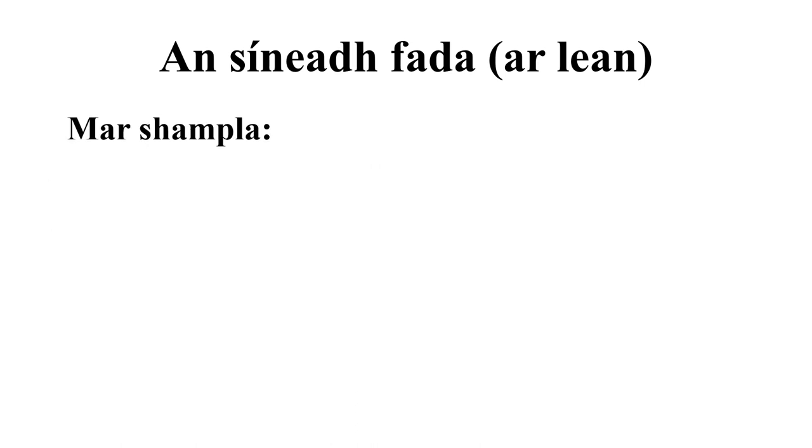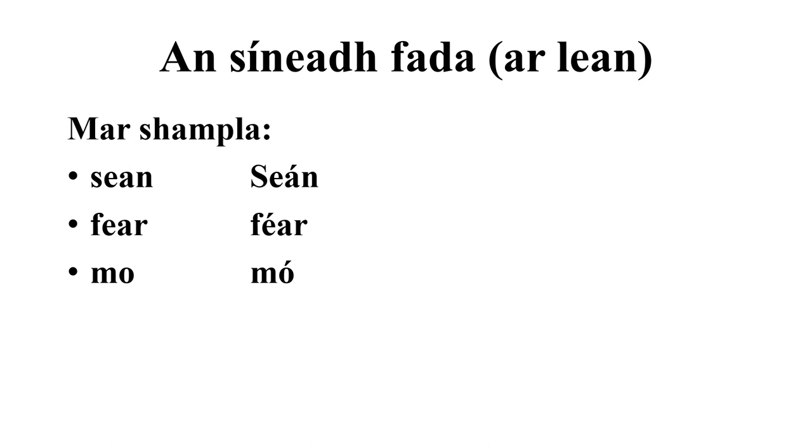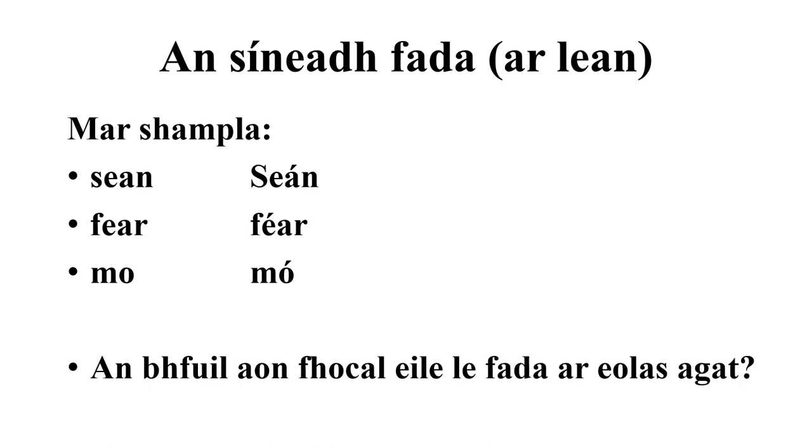An síneadh fada, continued. For example, the difference between a word with a síneadh fada and without, here on the left we have S-E-A-N, and here on the right we have S-E-A with a fada on the N. So this is Shan, and this is Sean. F-E-A-R, far. F-E-A with a fada on the A-R, fair. Far is a man, fair is grass. Shan means old. Sean is a man's name. Mo, my. Mó, big or bigger. Do you know of any other words that have a fada on them?